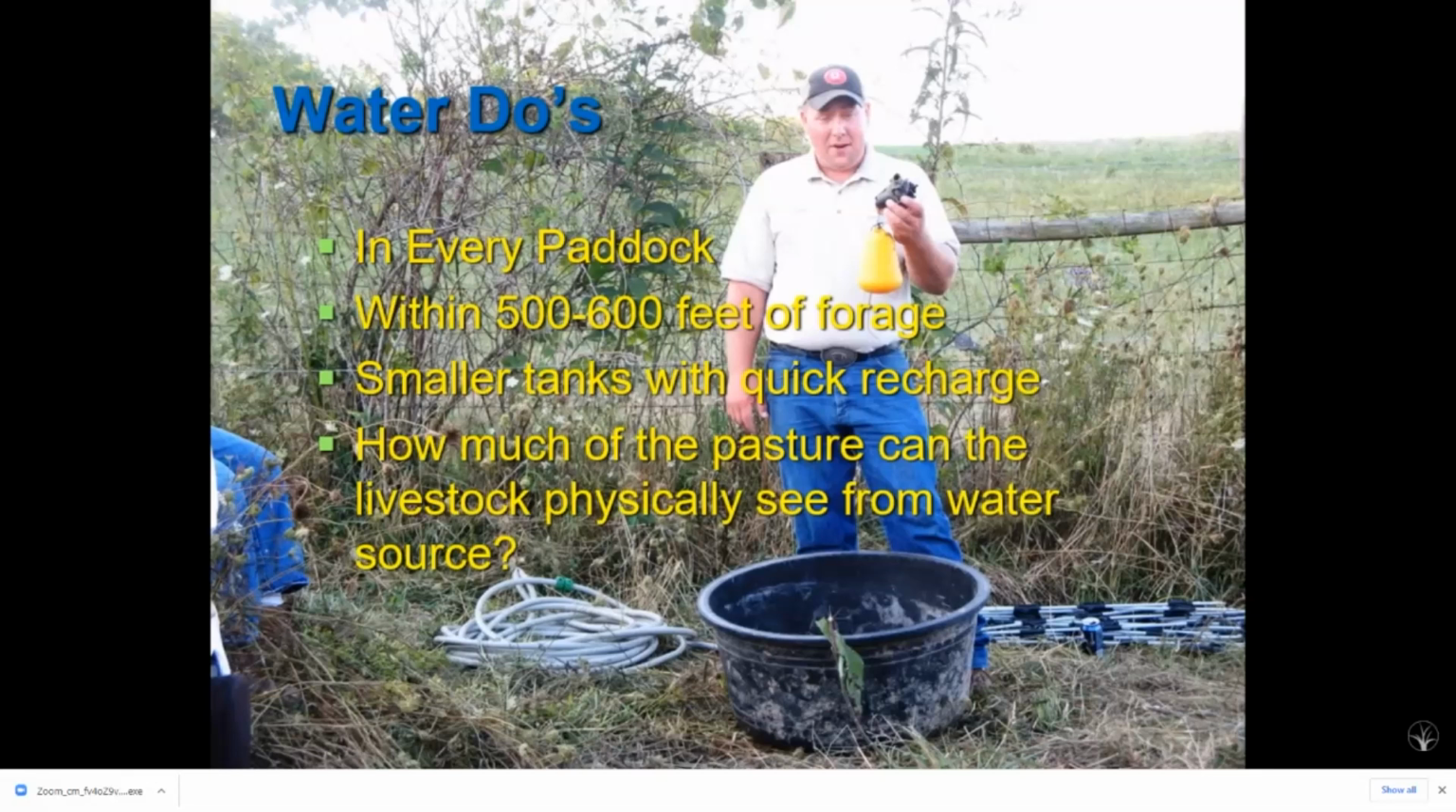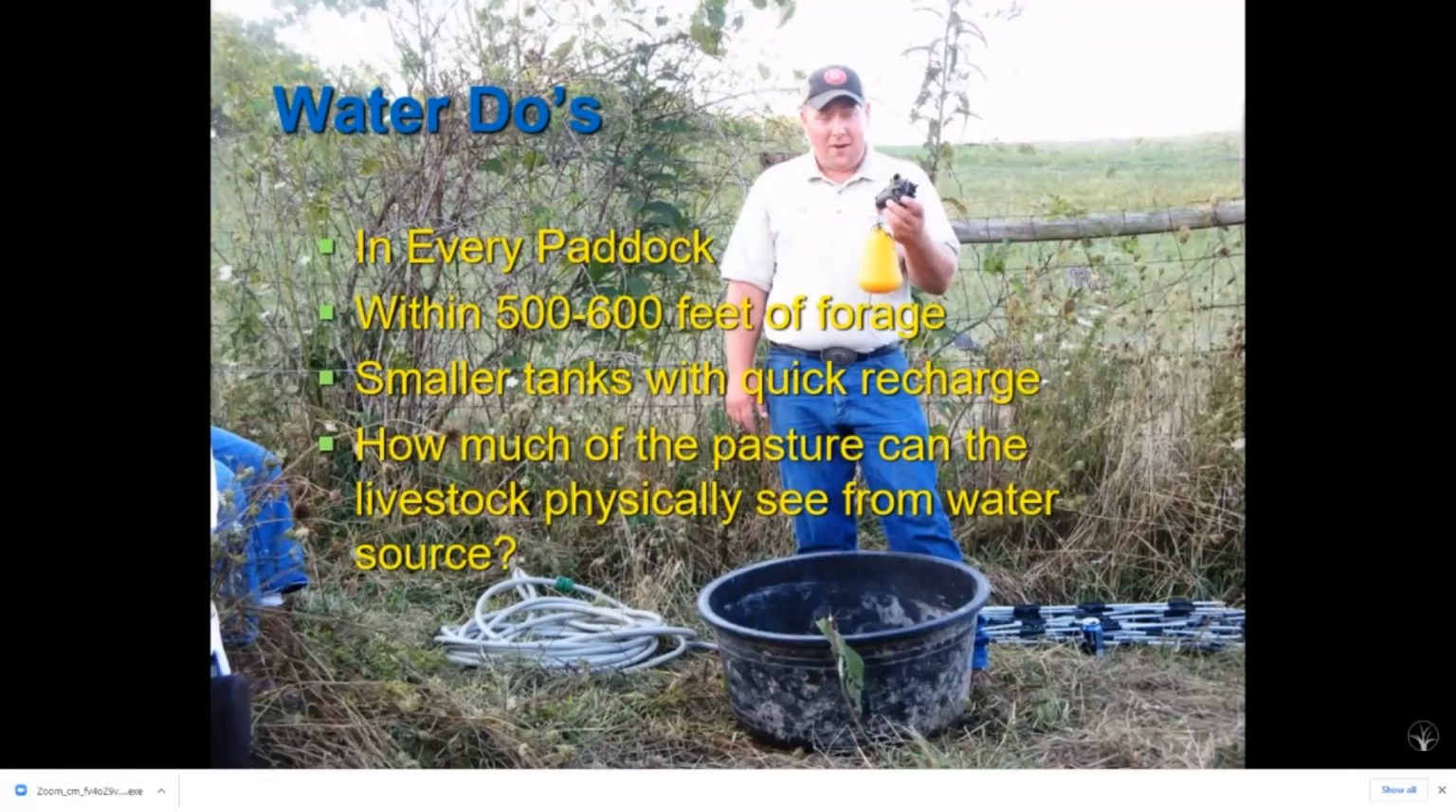Smaller tanks with quick recharge. You can see me standing there above one of the tanks that I use for cattle. I actually have 5 or 6 of these that I move around. That's a Jobe float there out of that trough. It's about 50 gallons, but it recharges and fills rather quickly. And in our system, it works great. Only one or two cows come at one time.